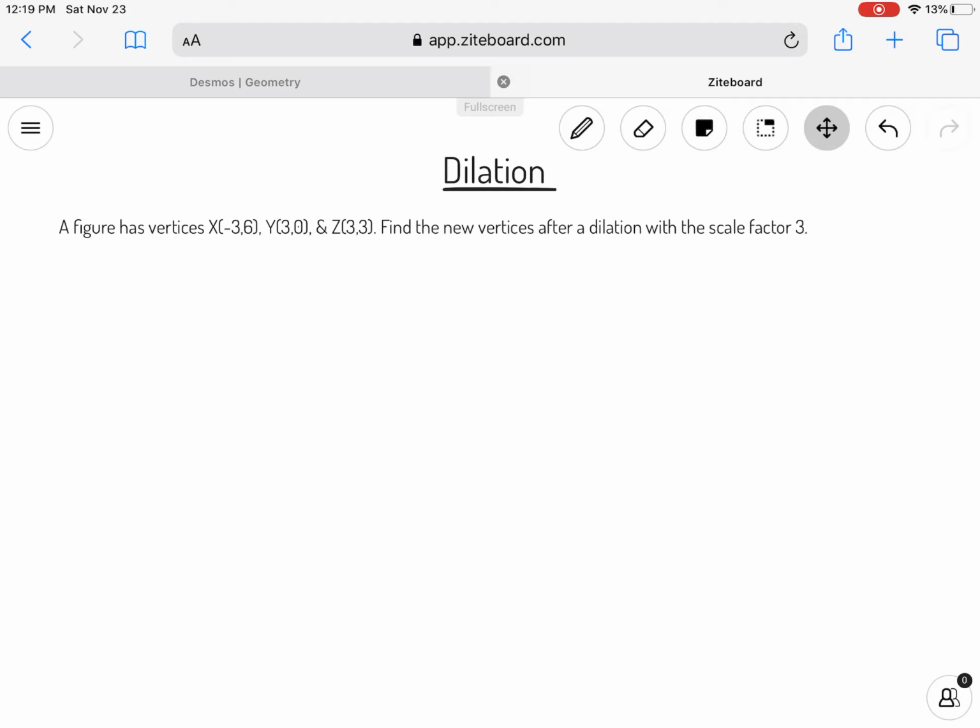So here we have a problem that says a figure has the vertices x at -3 and 6, y at 3 and 0, z at 3 and 3, and we want to find the new vertices after a dilation with a scale factor of 3.